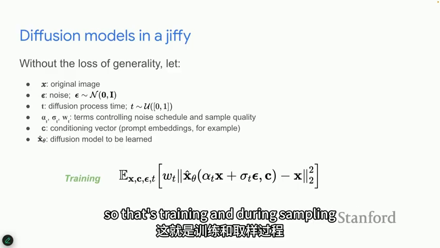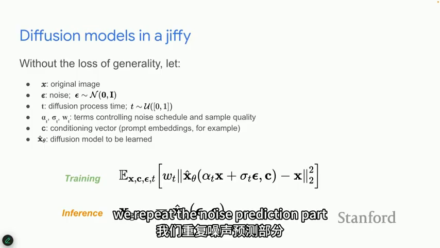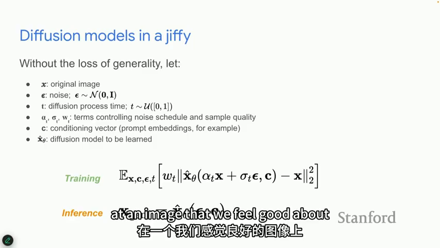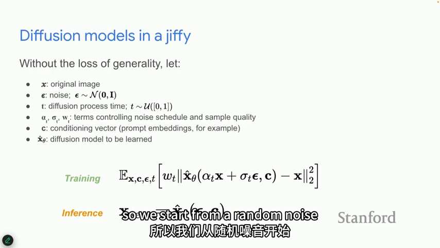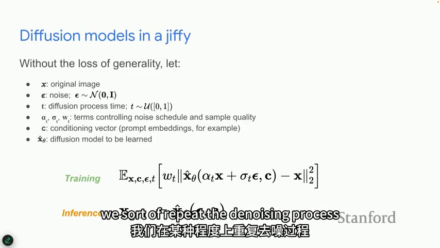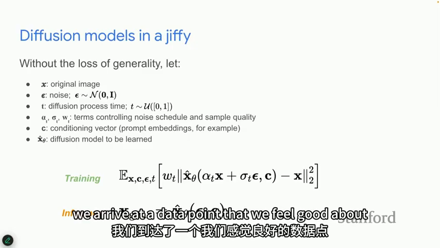So that's training. And during sampling, we repeat the noise prediction part in a sequential manner until we arrive at an image that we feel good about. So we start from a random noise, and we denoise it over a period of time with some condition, which can be text embeddings, for example. And then we repeat the denoising process over a period of time until we arrive at a data point that we feel good about.